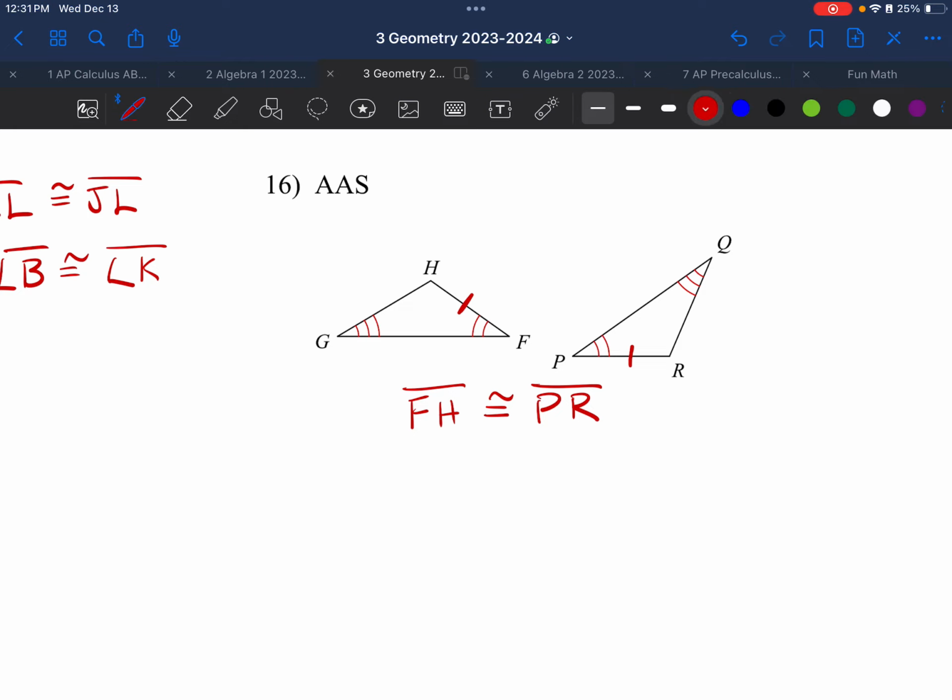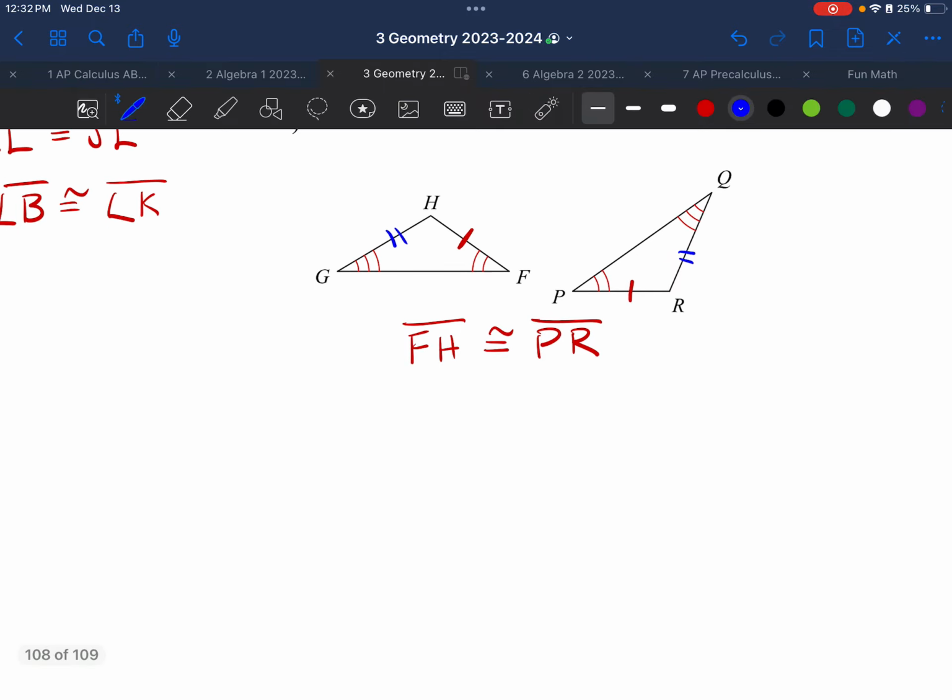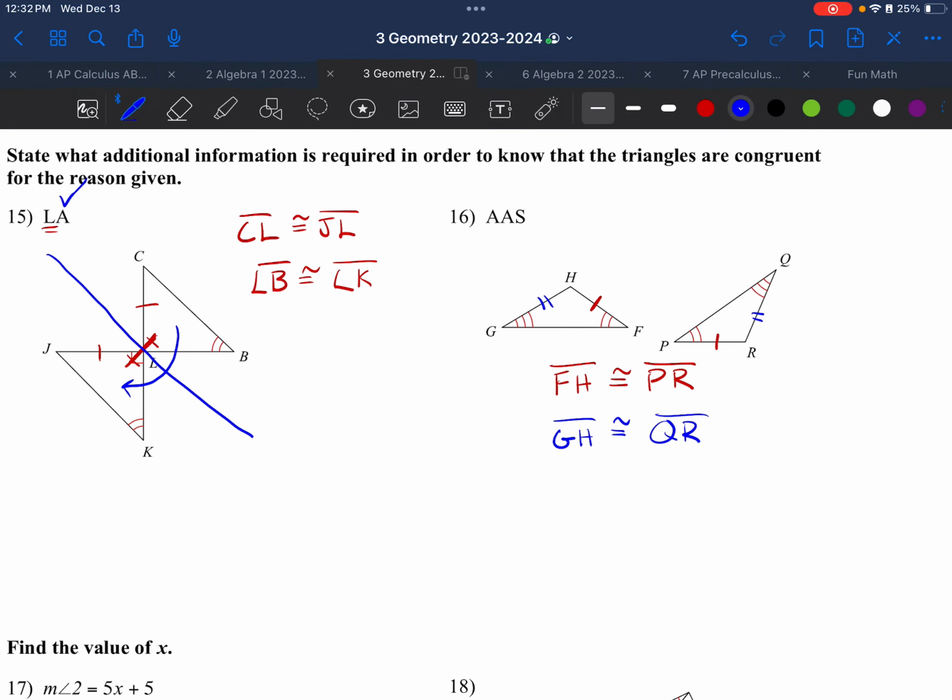Or I could have also said this line segment and this line segment are congruent, because that would still be angle, angle, side. So if I do that, you could also say GH, that line segment is congruent to, okay, I started with 3 angles, so I'm going to start with the 3 angles, Q is going to be QR. QR. Again, for number 16, you can do either one of those to get full points. You do not have to do both.